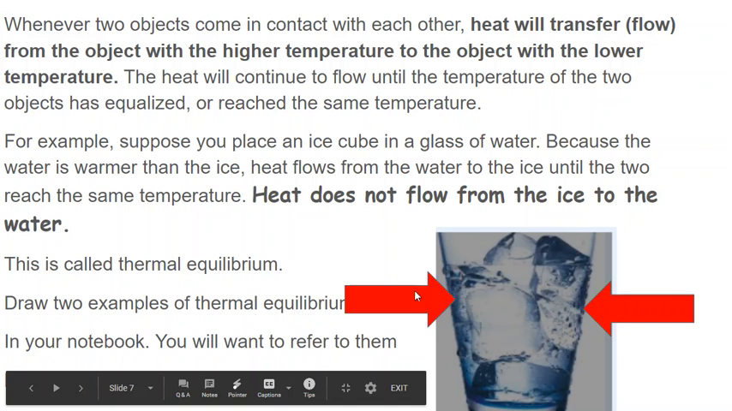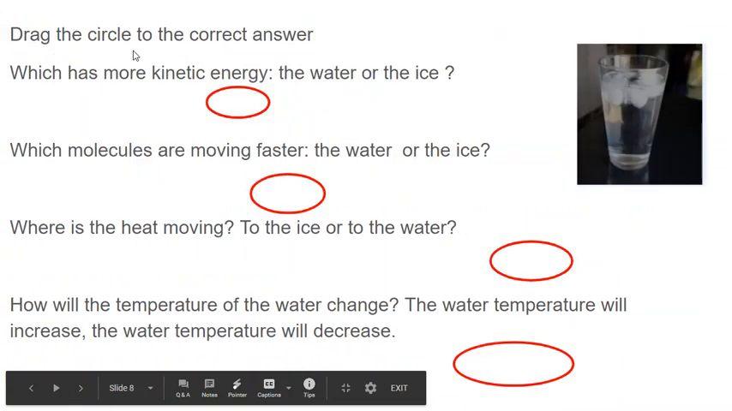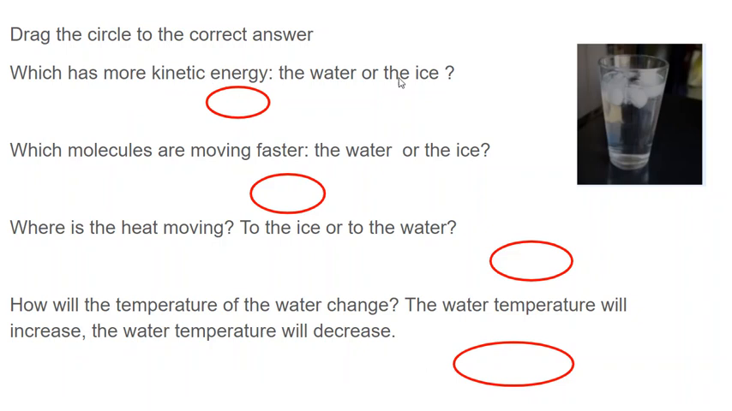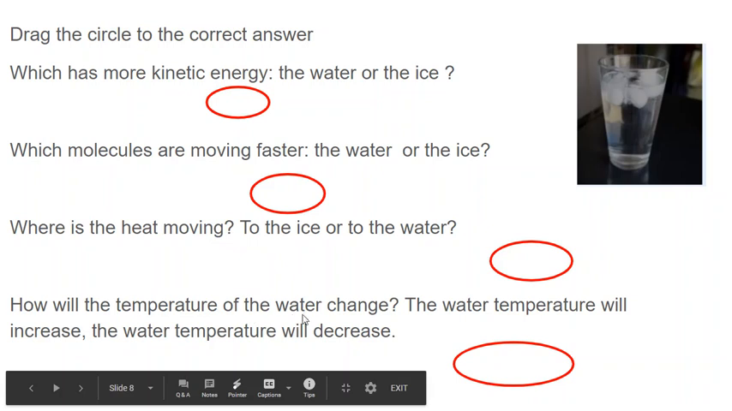Okay, so here is your example. I've got the water, the temperature of the water. The energy from the water is going from the water to the ice cube. So that's why I have that arrow, the arrows pointing towards the ice. So drag the circle to the correct answer. Which has more kinetic energy, the water or the ice? Which molecules are moving faster, the water or the ice? Where is the heat moving, to the water or to the ice? How will the temperature of water change? The water temperature will increase, the water temperature will decrease.